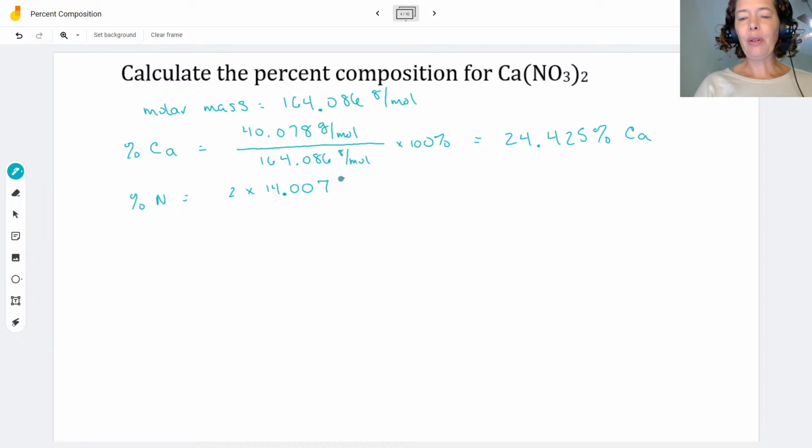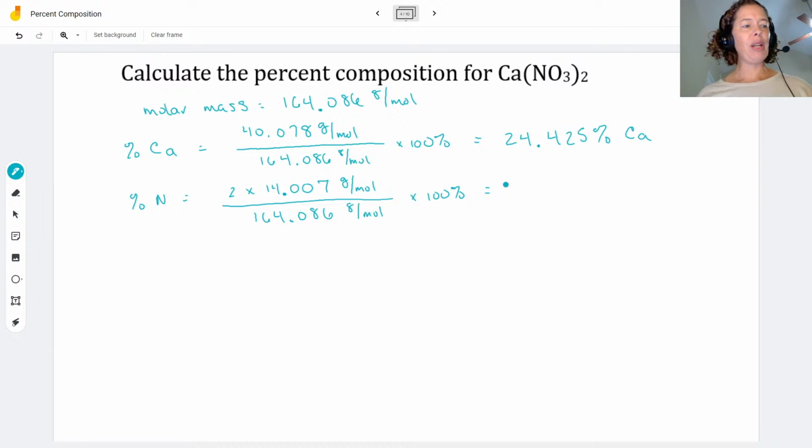So this is going to be 2 times our molar mass for nitrogen. Let's make that decimal a little bit bigger. This is grams per mole, and again, over the mass of our compound, 6 grams per mole, times 100%. Okay, we're set. We're ready to put it in our calculator. And we get a percent nitrogen of 17.073% nitrogen.